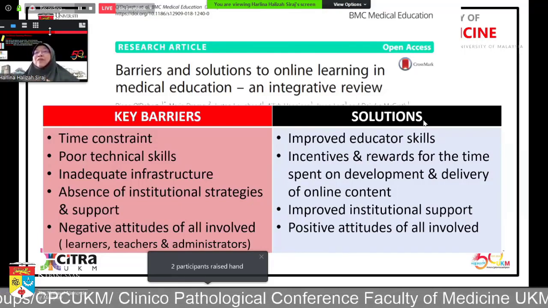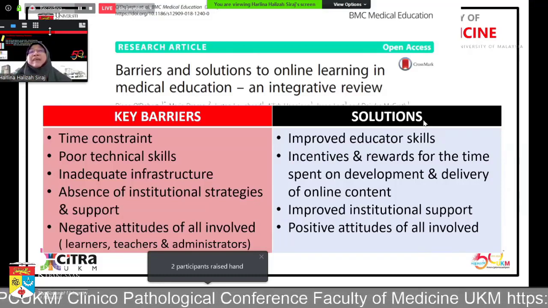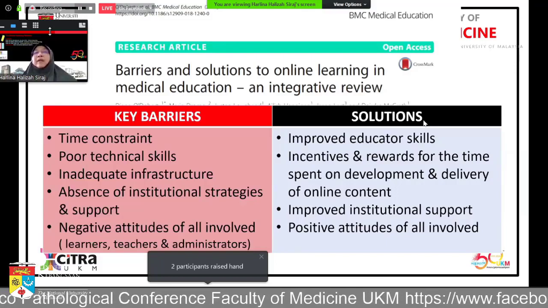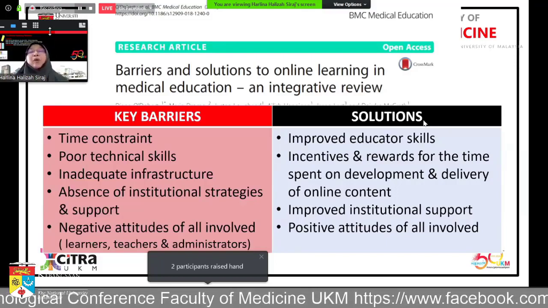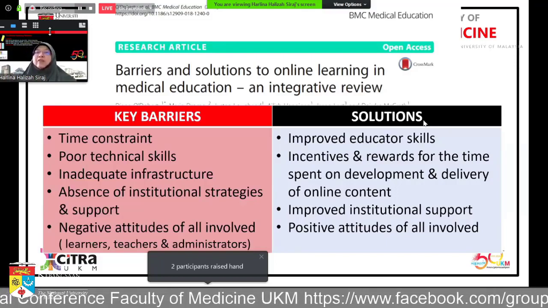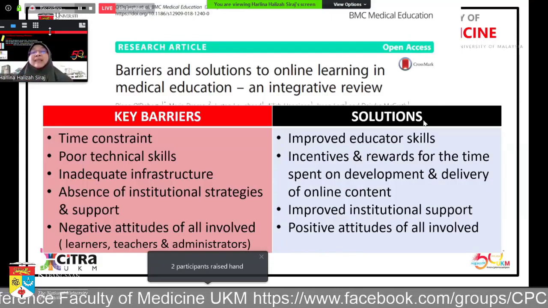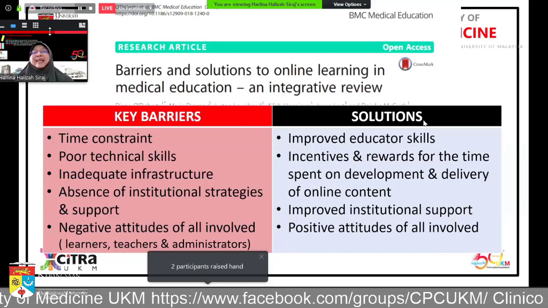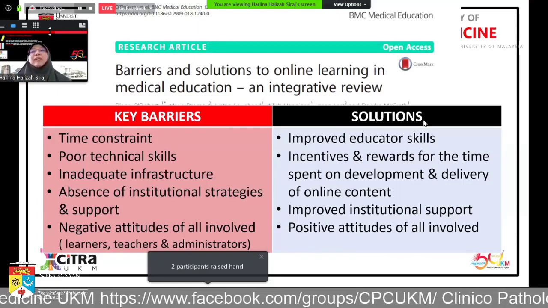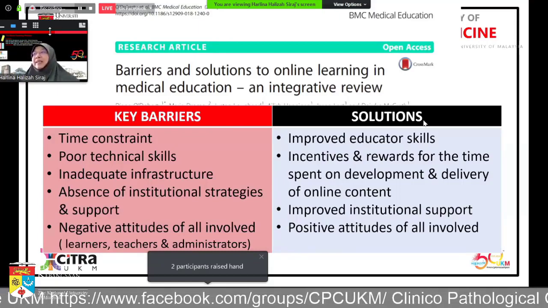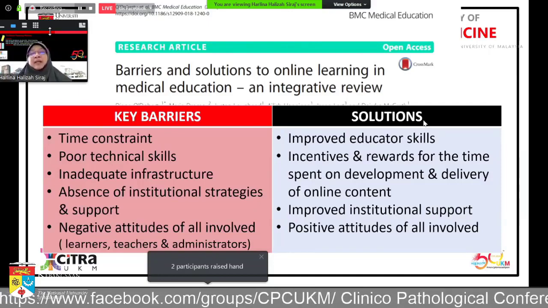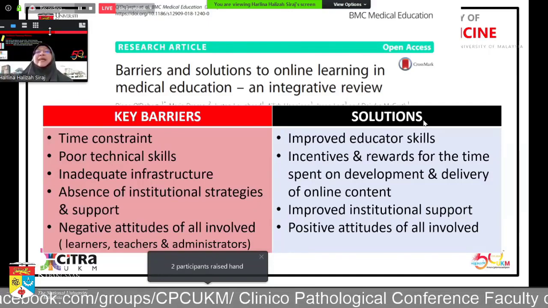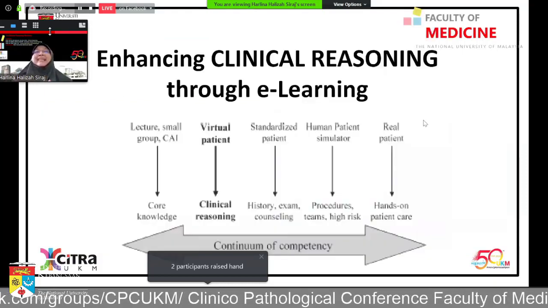So that for the time spent on developing all this content. And of course we need improved institutional strategy and support, and positive attitude of all involved. So having said that, Prof, my purpose of presenting this morning is if we can more or less reduce the apprehension and the negative attitude and feelings towards e-learning, that would serve the purpose of this discussion.